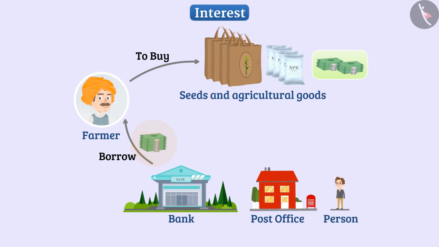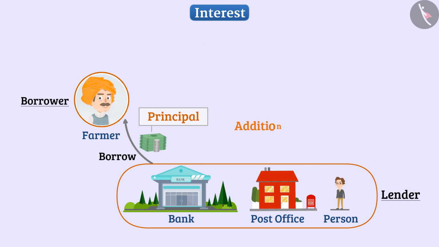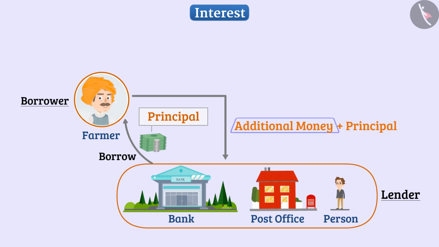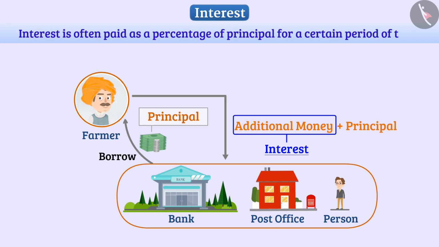The amount borrowed or lent to us is called the principal. The lender and the borrower agree on certain conditions, such as the amount of additional money to be returned along with the principal at the time of returning, etc. We call this extra money interest. Interest is often paid as a percentage of principal for a certain period of time.